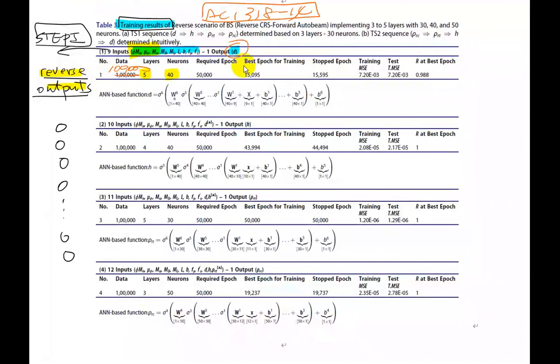And also we set 50,000 epochs. That means I want to go to 50,000 epochs, because I don't know how many epochs I'm going to need to get the correct weights and biases. And the neural network found the best epoch for training, which means the best epoch gave you the correct biases and correct weights. So this is now 15,095, and you're stopping at 15,595. The reason you go a little longer is that even though you got a best epoch right there, the training continues to see if you can get a better training result than this.